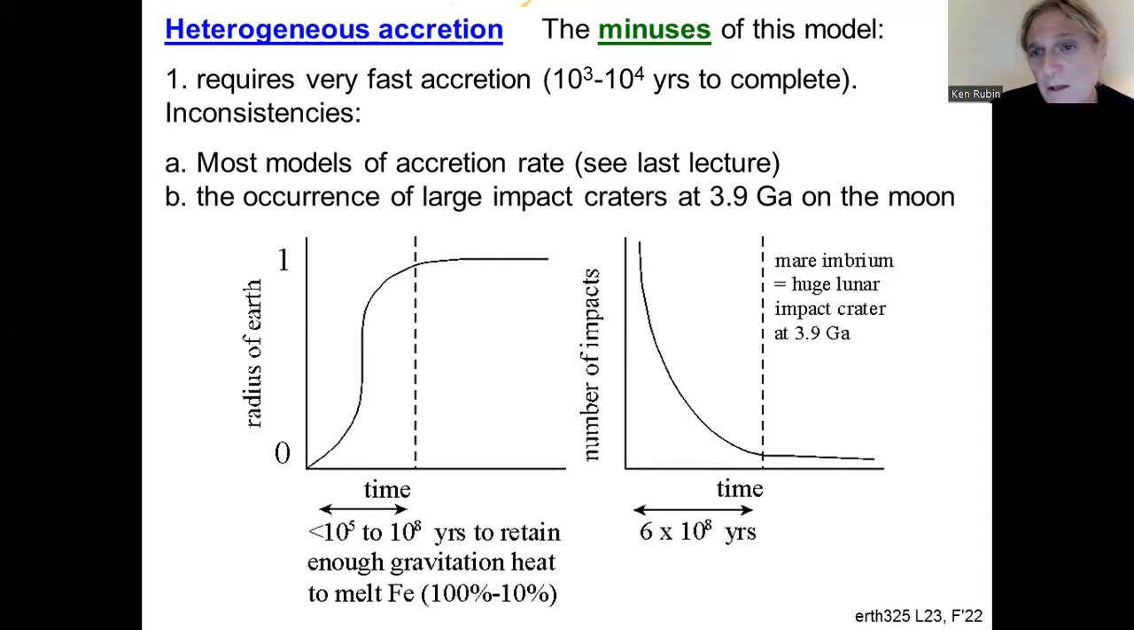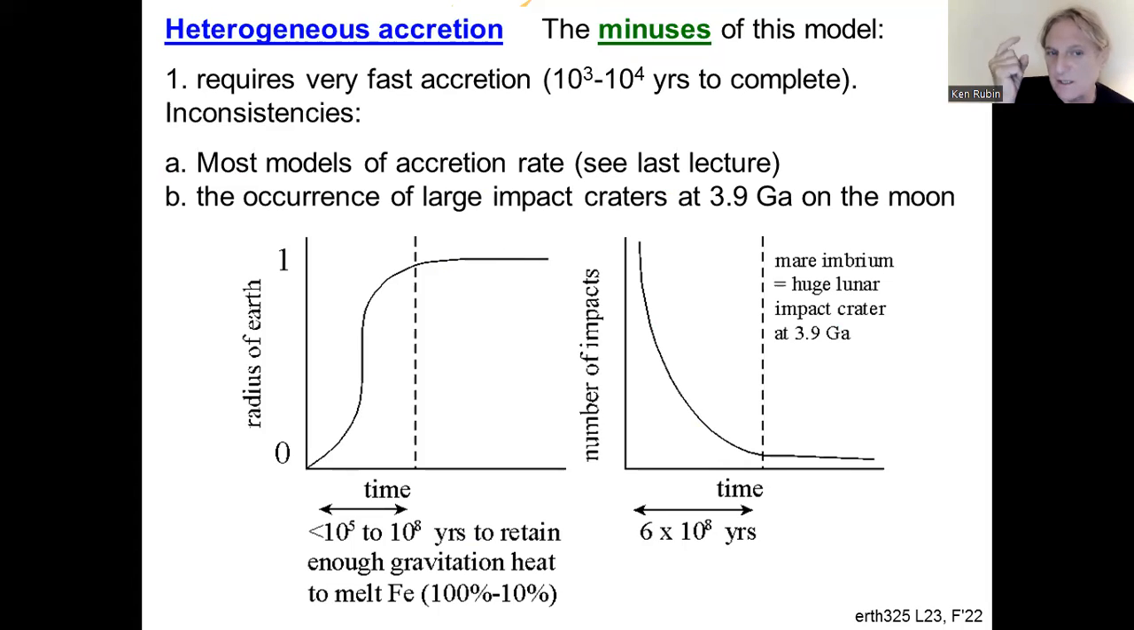And so the other issue I would say about heterogeneous accretion is that it does require a very, very rapid time scale to complete accretion, not to start it, but to complete it.